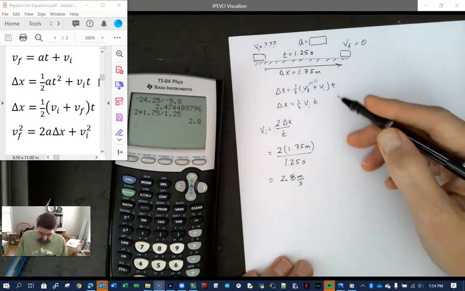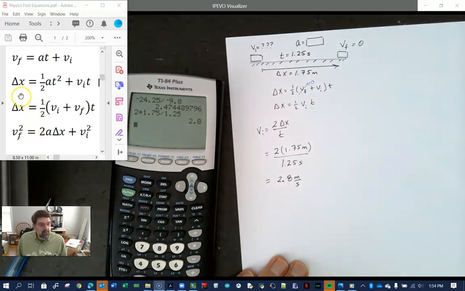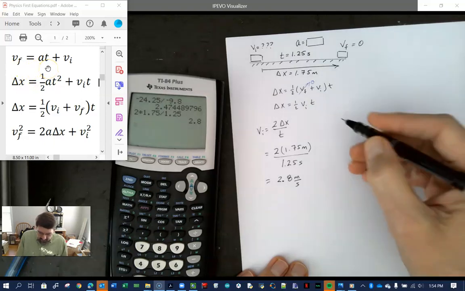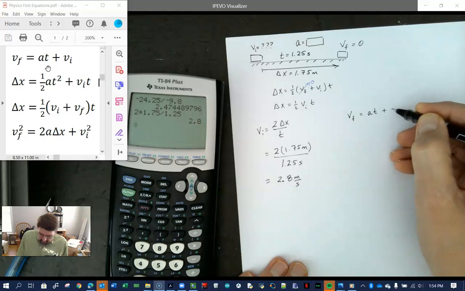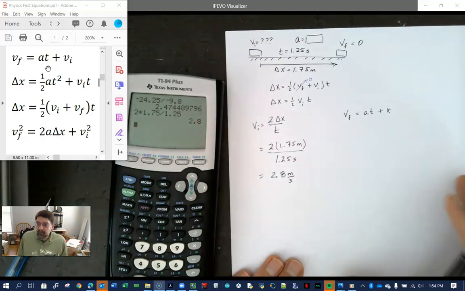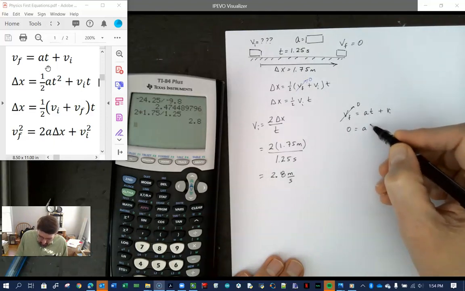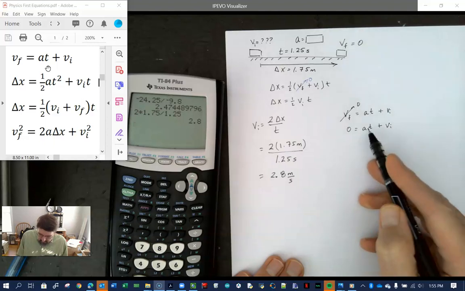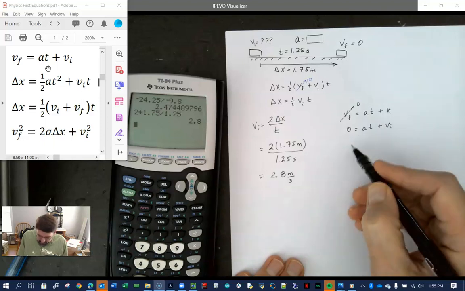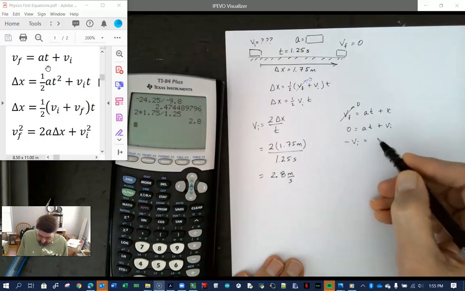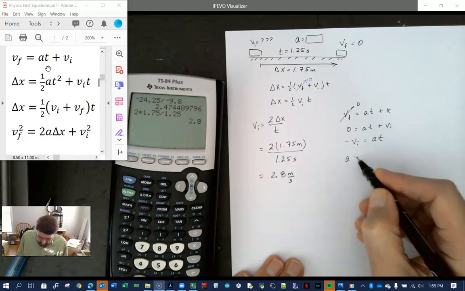Now let's find out what the acceleration was. Now that we know the initial velocity, we can use any of these equations over here to find acceleration. So let's use maybe the first one. V final is equal to AT plus V initial. Right? And what do we know? We know that V final is 0. We're looking for the acceleration, so we need to get that term by itself. We've got to get rid of that one first. So we subtract both sides. And now we got to divide both sides by t.